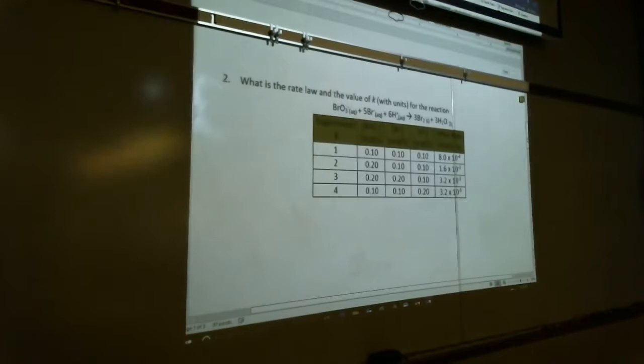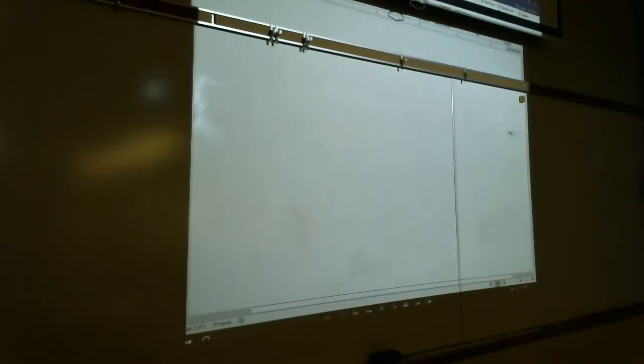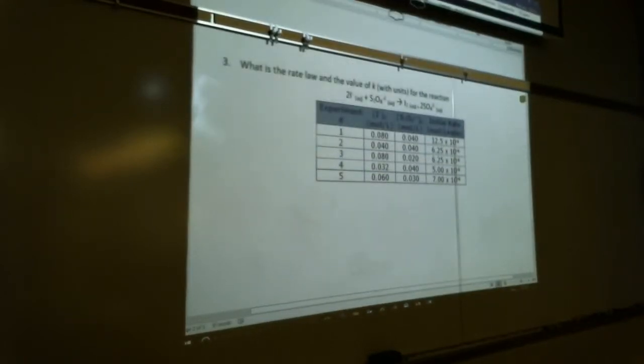Here's number 2. What's the rate law and value of K, including units, for this reaction? Again, hit pause, try it for yourself, and then resume when you are ready. And here's problem number 3. Rate law and value of K with units for this reaction. Again, hit pause, try it for yourself, and then when you're ready, you can resume.